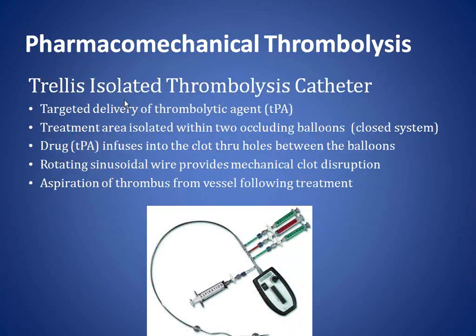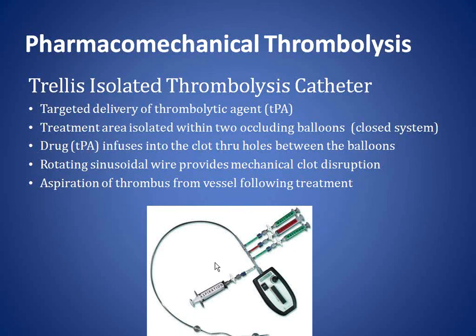This is a Trellis device. It's called an isolated thrombolysis catheter. So basically, the device has two balloons that trap the clot. You infuse TPA into this segment. The balloons keep the TPA from going anywhere. It keeps the dissolved clot from going anywhere.